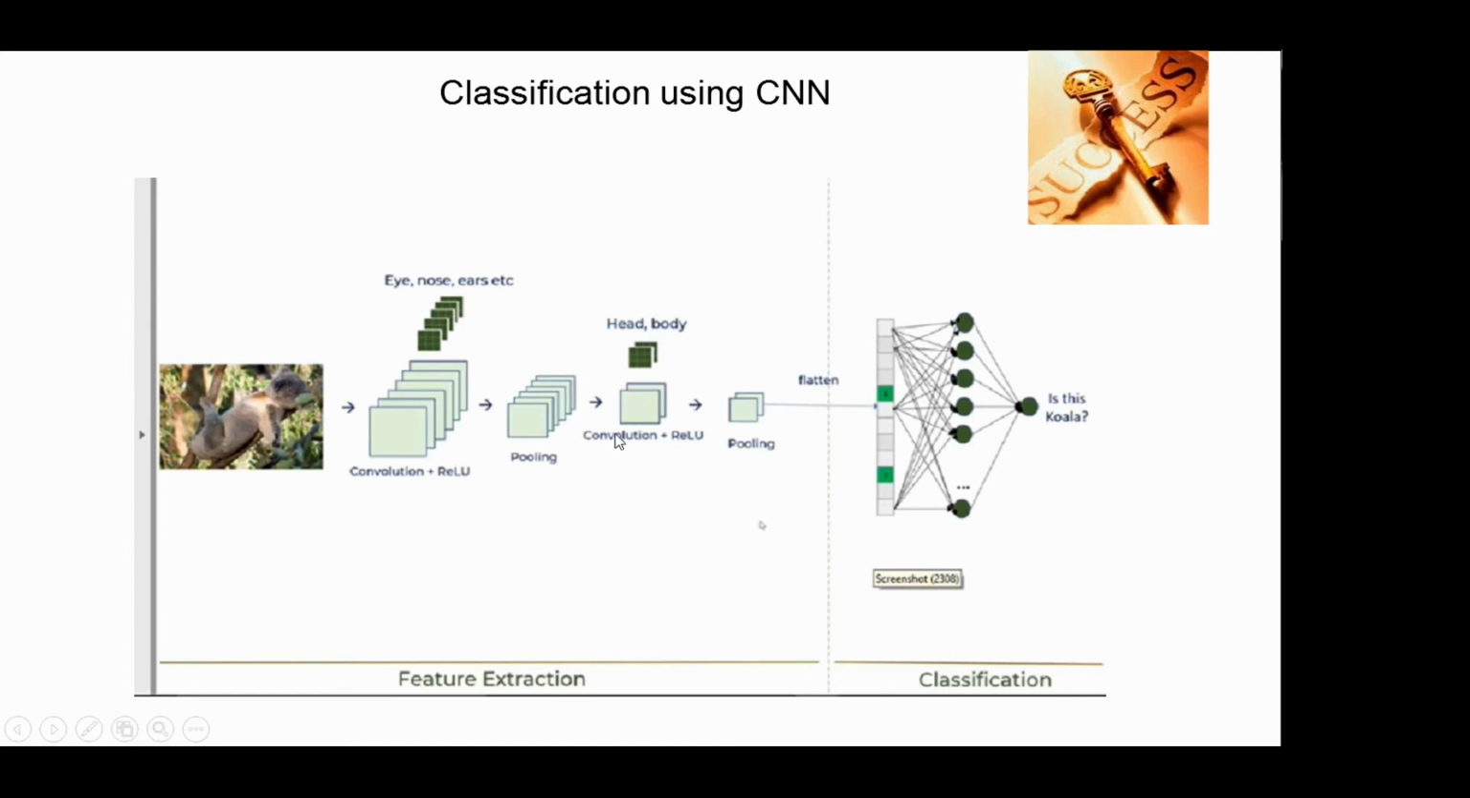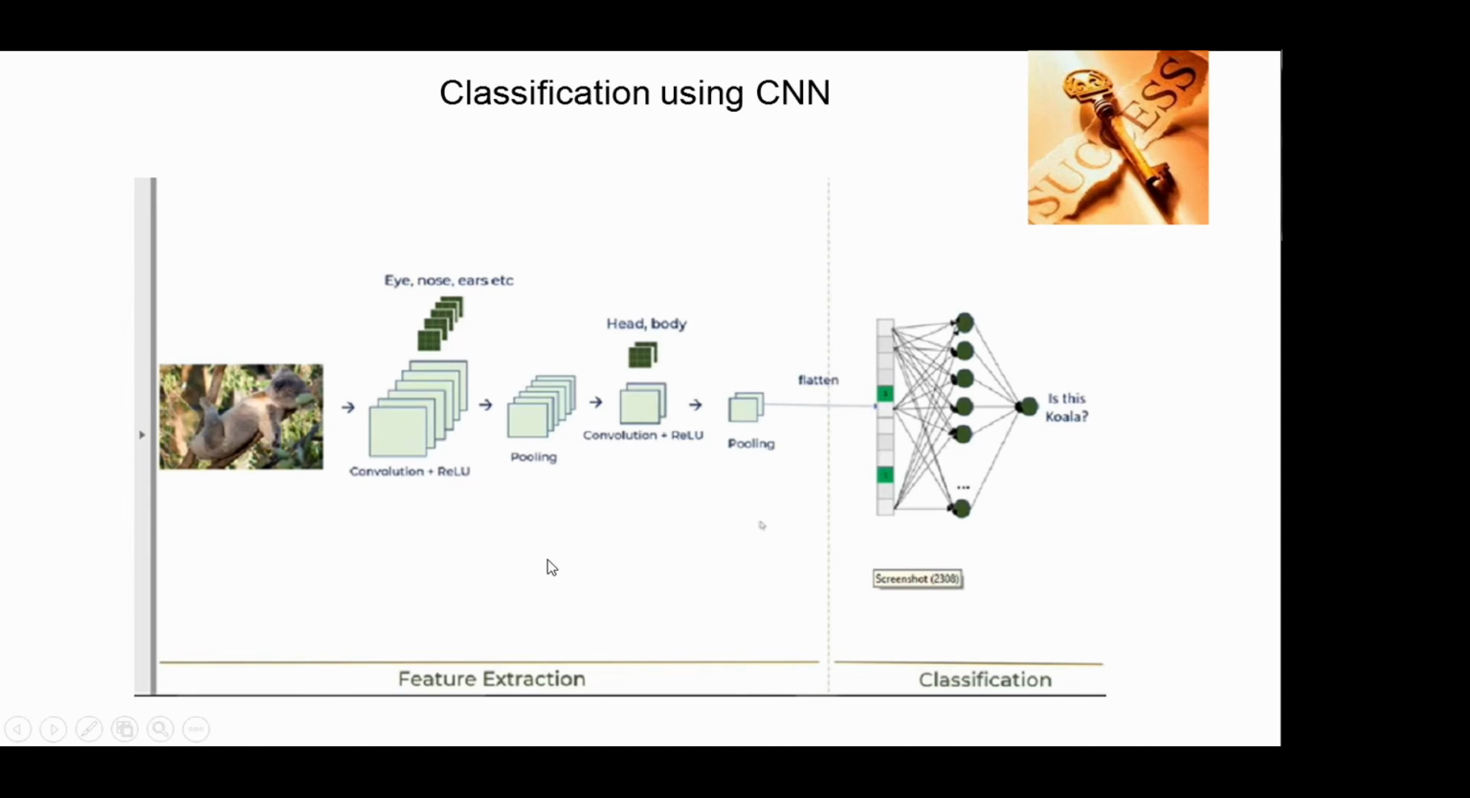Then again you apply convolution plus ReLU on the previous data, which is the input for this convolution plus ReLU layer. Then again you apply a pooling layer. After that you have got the features, so you will convert your features into one dimension. Then you will supply these features for training into the neural network.